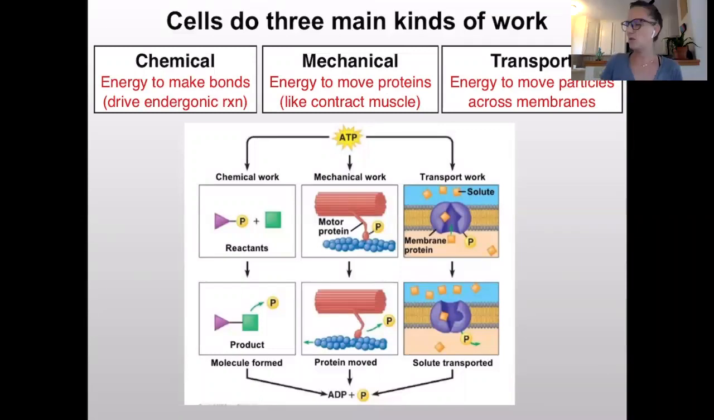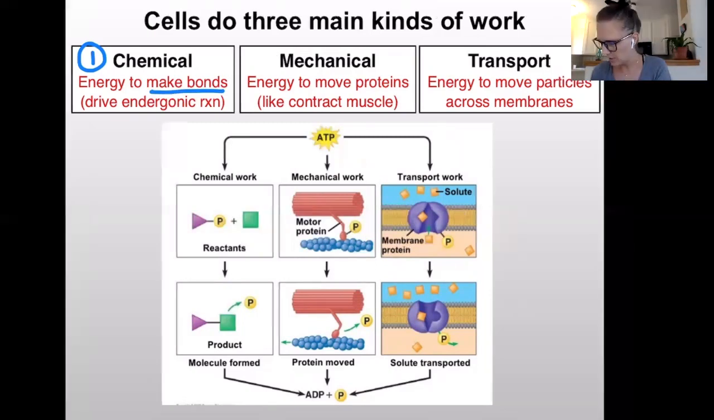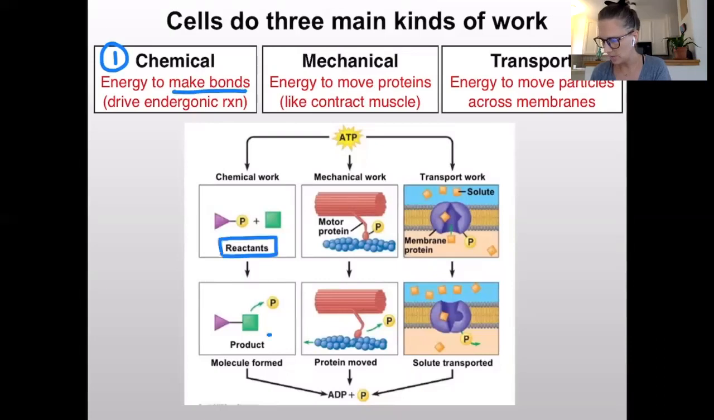All right. Okay, so cells do three main kinds of work, right? They're really categories with three main things. The first is chemical. Cells have to do a lot of chemical work, meaning they need energy in order to make chemical bonds, right? To drive these endergonic reactions of putting two reactants together to make a product. So again, the cell uses ATP to put two reactants together and build up to create a product. And the building up is always going to be endergonic and anabolic, and you're going to need energy to do that, right?